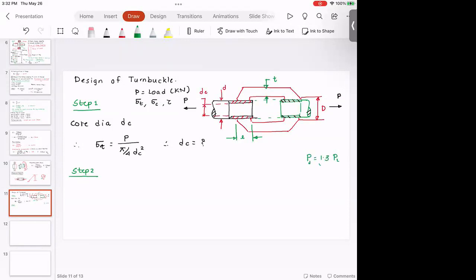Yeah. So this is called service factor, and that depends upon where the turnbuckle is used. For example, if a turnbuckle is used for a power line application, it's clearly not protected.